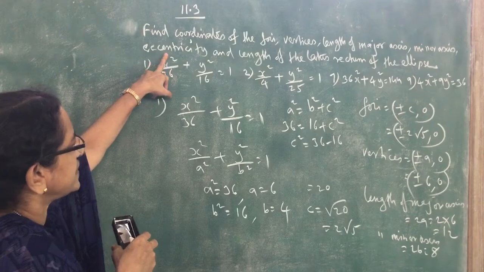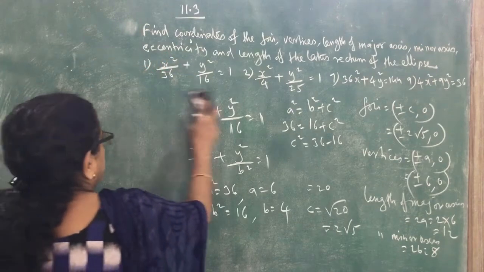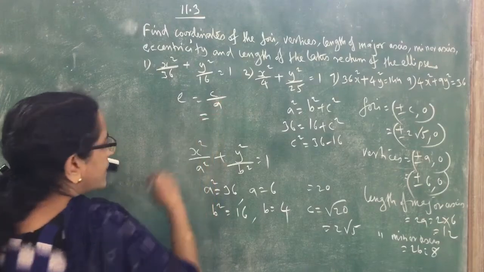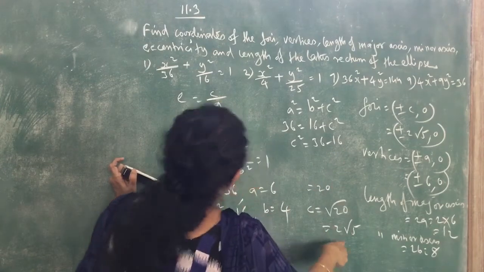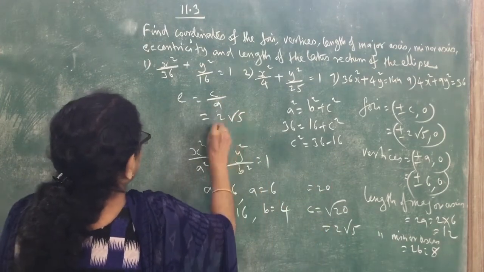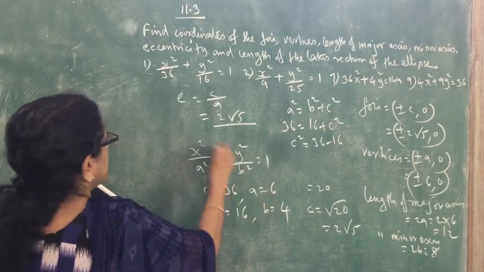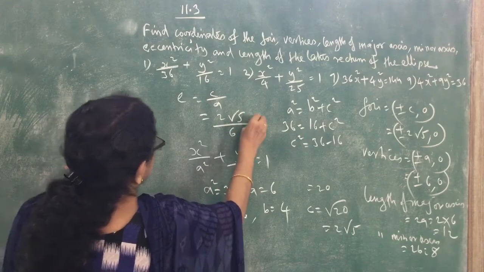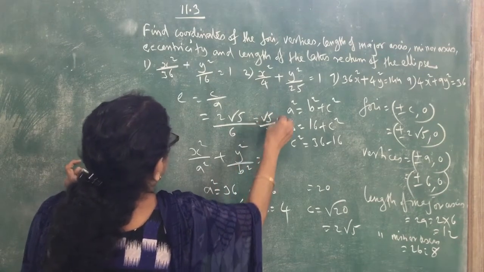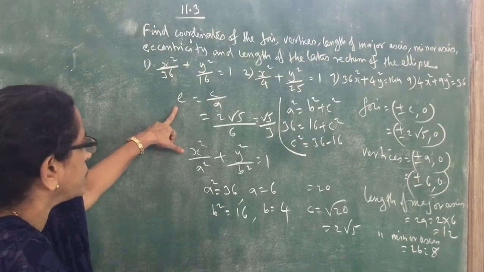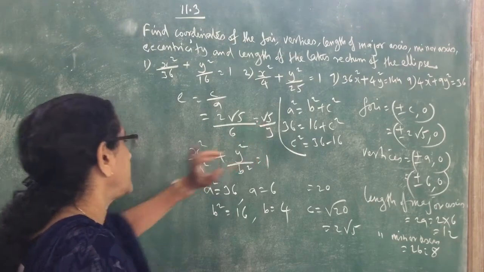Then eccentricity e equal to c by a, where c equal to 2 root 5 and a equal to 6. So 2 root 5 by 6 is equal to root 5 by 3. So eccentricity e equal to root 5 by 3.